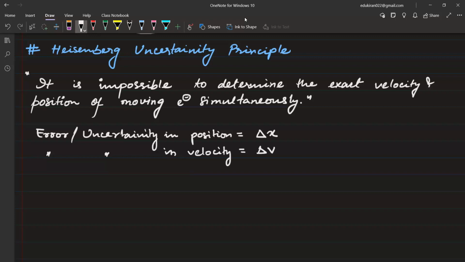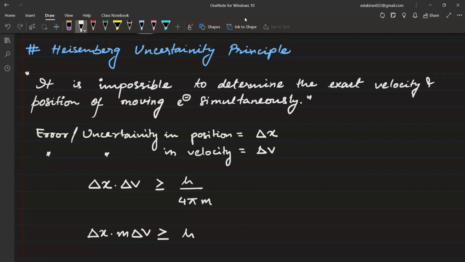What is the uncertainty principle? It says that the uncertainty in position multiplied by uncertainty in velocity will be always greater than or equal to h upon 4 pi m. And if I shift this m into velocity, then I can write delta x multiplied by m into delta v will be greater than or equal to h upon 4 pi.